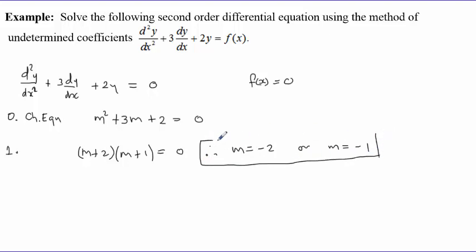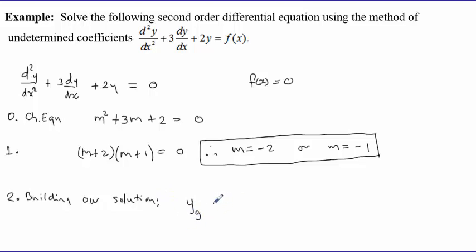There are two solutions because our characteristic equation is an equation of order 2. Now we're building our solution. Building our solution, we're going to do it as follows. We're simply going to say y, in this case our general solution yg, will be equal to, we take these roots of the characteristic equation and use them as follows.